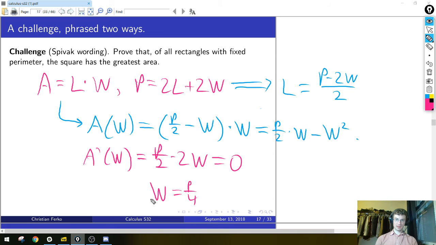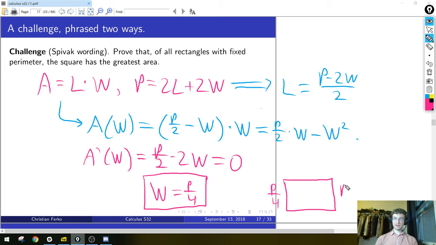Right. Okay, so I think we know what shape this is, because if we have a rectangle, I'm going to pointedly draw it as a rectangle for the moment, but then we'll see that's really not the way to do it. If the width, which is the shorter dimension, is a quarter the perimeter, that means these two are both p over 4. But we know that the length is p over 2 minus w. But if w is p over 4, that means the length is also p over 4, right?